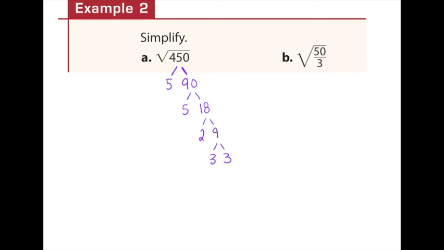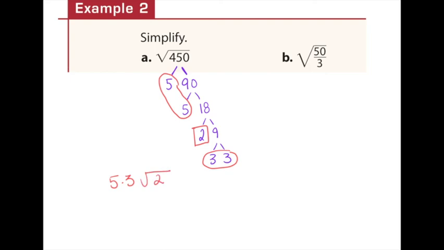And so I am going to say, well, the 5s pair up. I have 2 of them. So a 5 can come out of my root. The 3s pair up. That can also come out of my root. You will notice that the 2 does not have another 2. So the 2 is going to stay inside of the root.